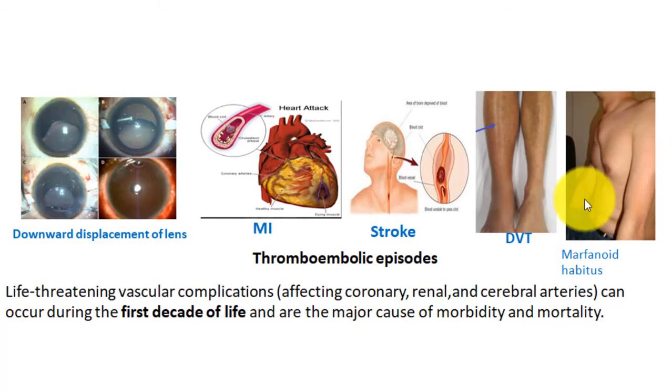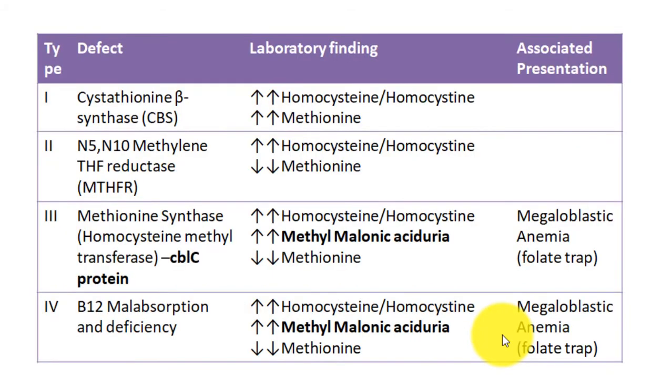This is actually a case of Marfan syndrome only, shown to demonstrate the Marfanoid habitus, which is also present in homocystinuria patients. This thromboembolic episode is a very life-threatening cardiovascular complication that affects the coronary artery, renal artery, and cerebral artery, within the first decade of life, and it is the major cause of morbidity and mortality. Now let's come to the laboratory diagnosis.